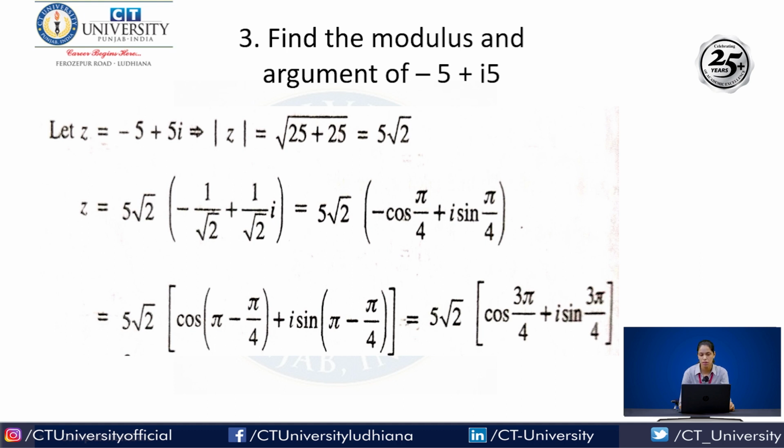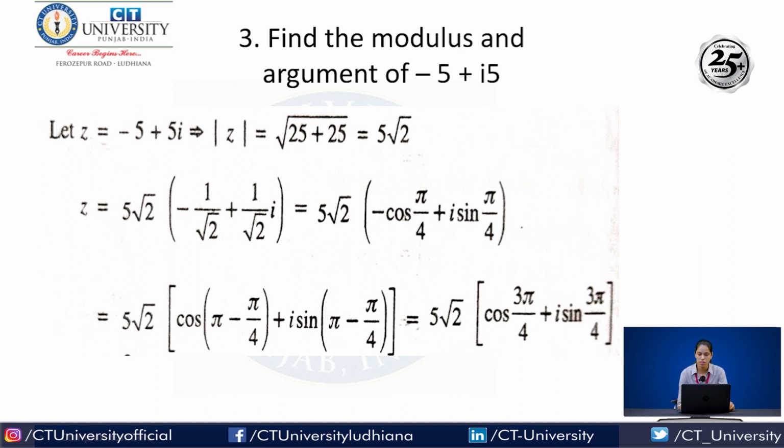Now multiplying and dividing the whole z by under root 2, and taking the common 5 under root 2, my form becomes minus 1 by under root 2 plus 1 by under root 2 iota. Taking the 5 under root 2 outside, as we know that cos pi by 4, that is the 45-degree value of cos theta, is 1 by under root 2.